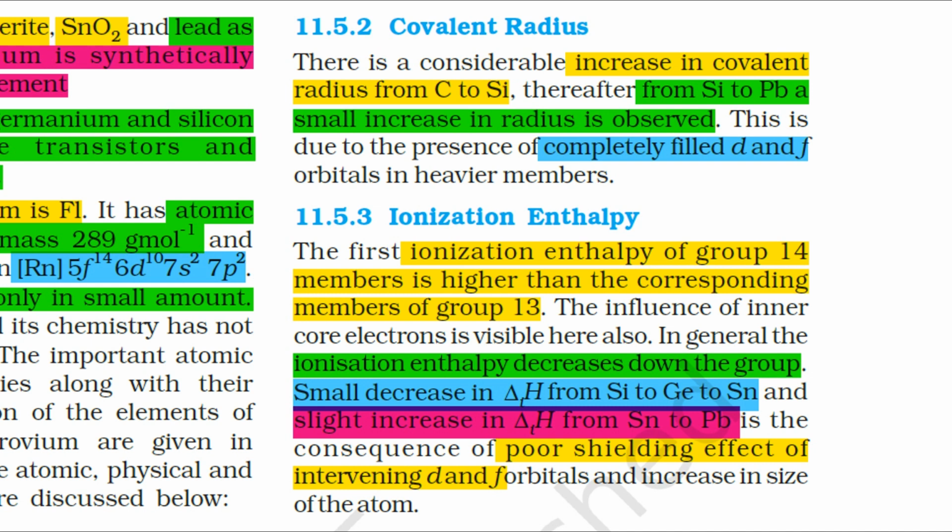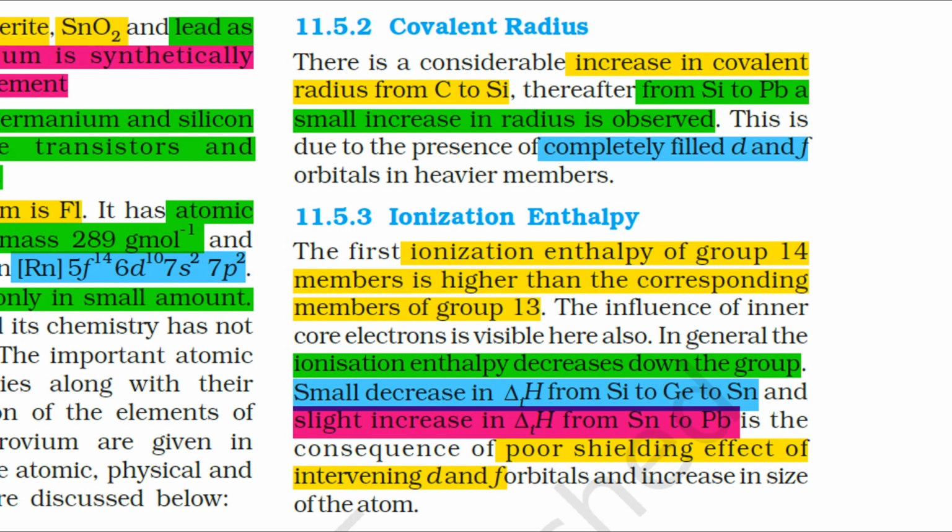So now let's see the next, 11.5.3 ionization enthalpy. The first ionization enthalpy of group 14 members is higher than the corresponding members of group 13. That's interesting. Now the influence of inner core electrons is visible here also. That's obviously the effect of inner core electrons, visible in almost every atom.